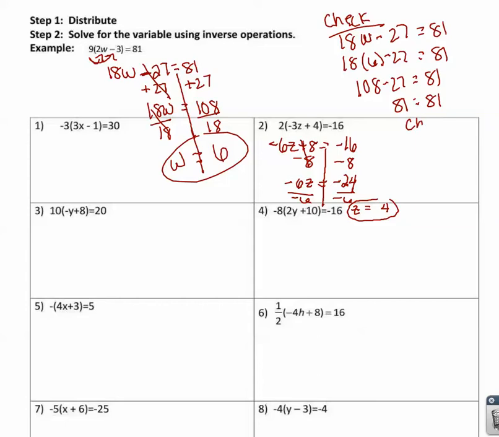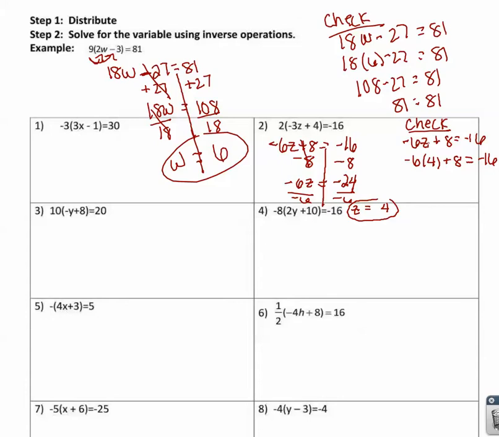And again, you want to be able to check your answer. This will be required of you. So you write down your problem. Now you plug in what your answer is. So instead of z, I'm going to rewrite this equation with 4 as z. Don't forget to include your parentheses here.